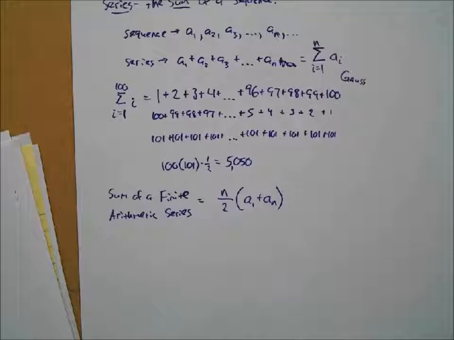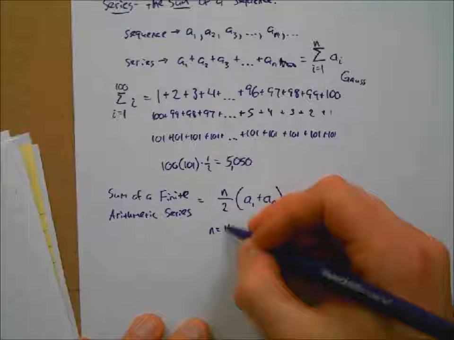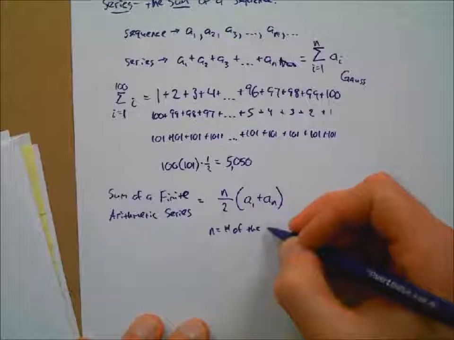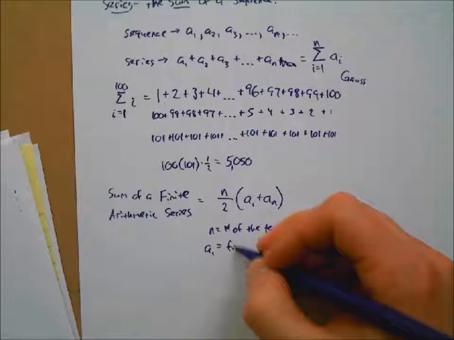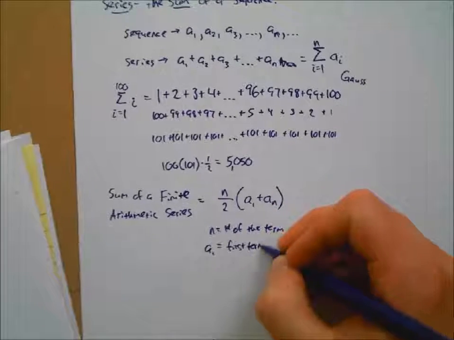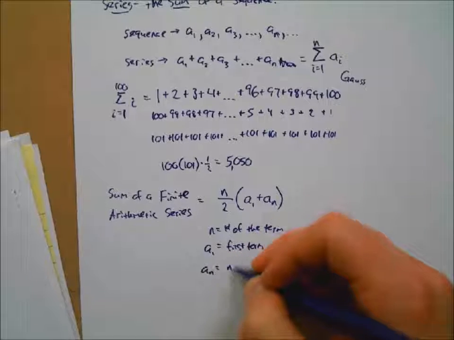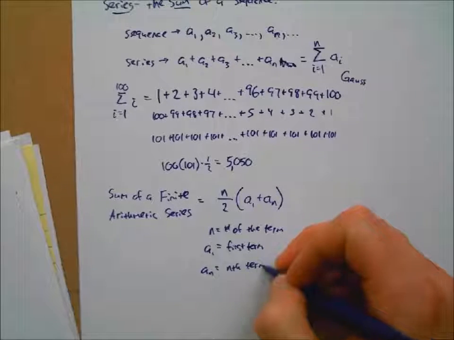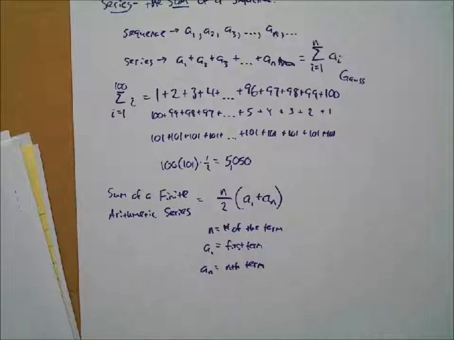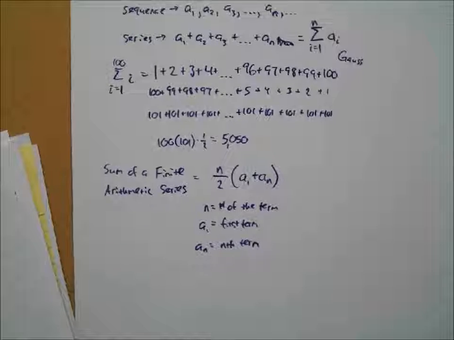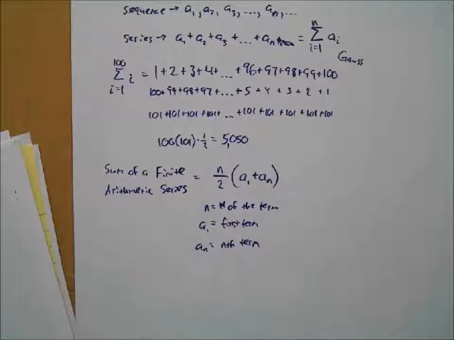And so there's that formula. n equals the number of terms. A sub 1 equals the first term. A sub n equals the nth term. So we turn something that's going to be a lot of addition into just some multiplication. Now, what is the sum of an infinite arithmetic series going to be?